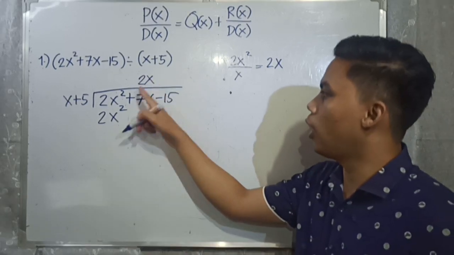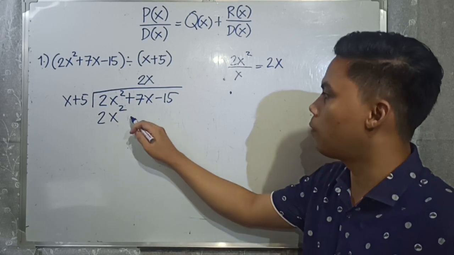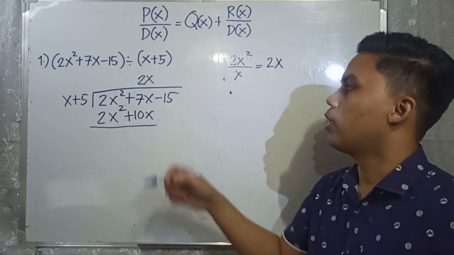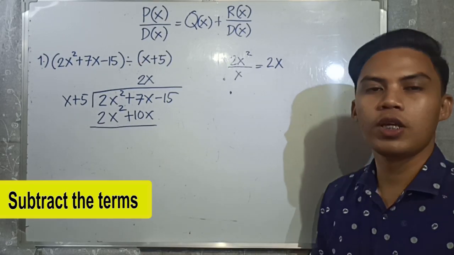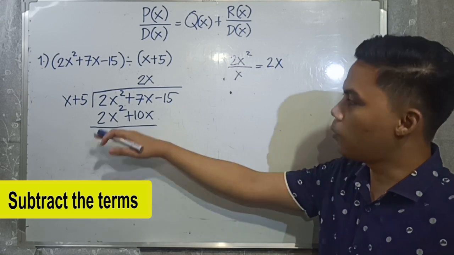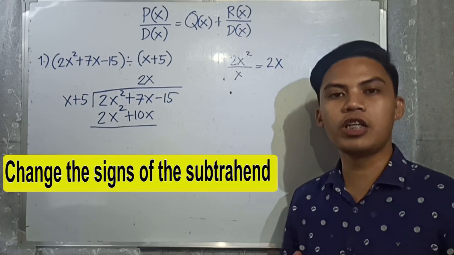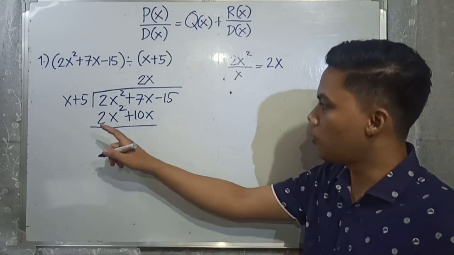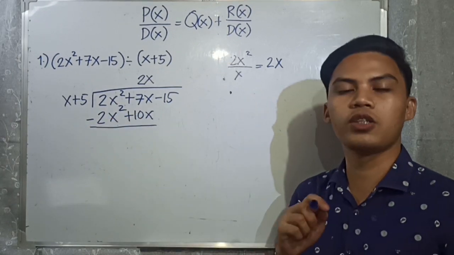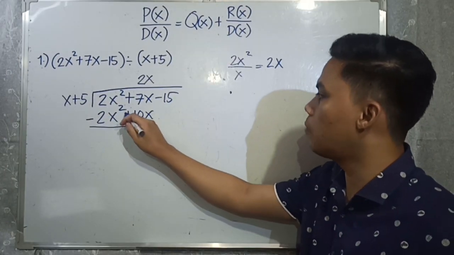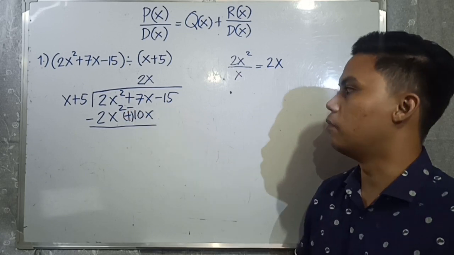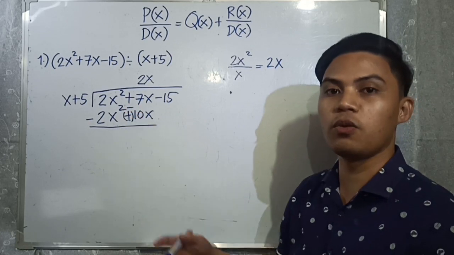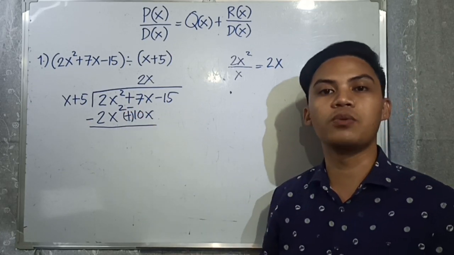Okay. Now, 2x times 5. So, 2x times 5, that is positive 10x. Okay, so the next step, we're going to subtract. Okay. So, yung subtrahend natin, make sure na i-change muna natin yung kanilang mga signs before natin siya i-combine. So, yung positive 2x squared magiging negative 2x squared. At yung positive 10x naman ay magiging negative. Okay, now let's combine. So, we have 2x squared minus 2x squared, that is equal to 0. So, pwede natin siyang hindi isulat.